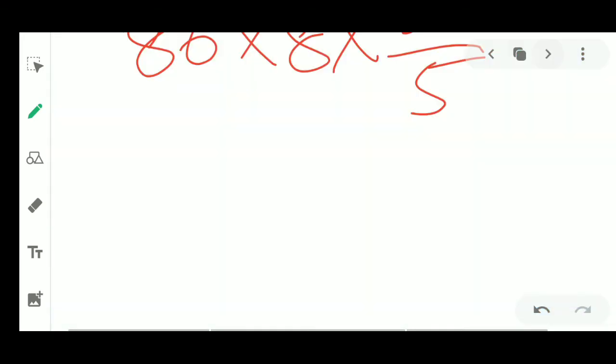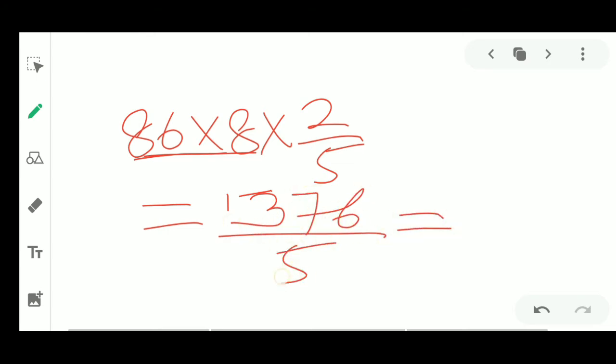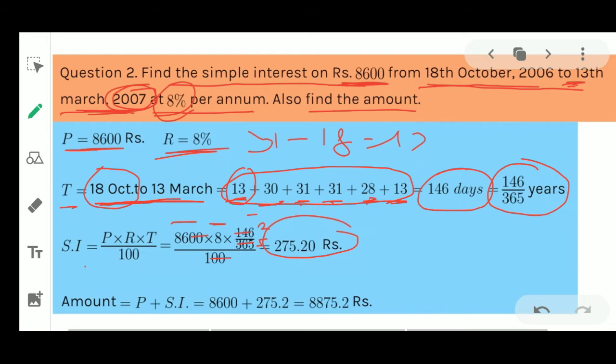So here 86 into 8 into 2 by 5. So 86 into 8 into 2 is equal to 1376 by 5. 5 2 ja 10, then 5 7 ja 35, 5 5 ja 25, and put decimal point, then it will be 5 2 ja 20. Okay, so SI equal to 275.20 rupees, and amount is P plus SI, principal plus simple interest.